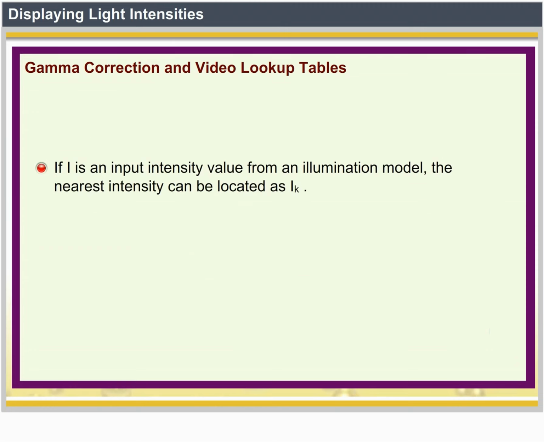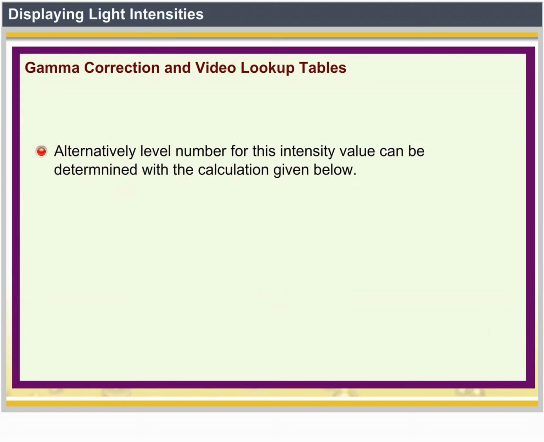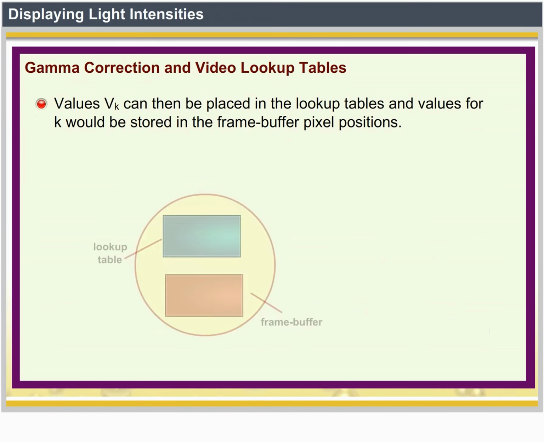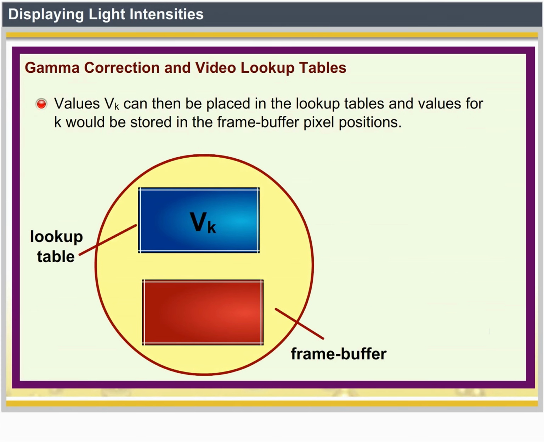If I is an input intensity value from an illumination model, we first locate the nearest intensity Ik. Alternatively, we could determine the level number for this intensity value with the calculation K = round(log_r(I/I0)). Then we compute the intensity value at this level. Once we have the intensity value Ik, we can calculate the electron gun voltage Vk = (Ik/A)^(1/γ). Values Vk can then be placed in the lookup tables, and values for K would be stored in the frame buffer pixel positions.